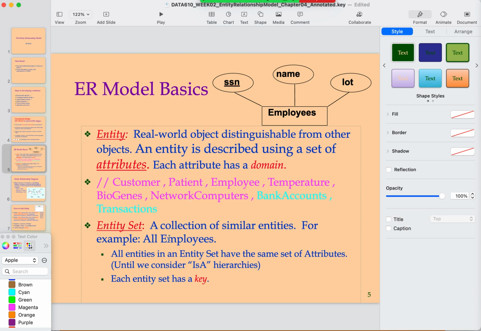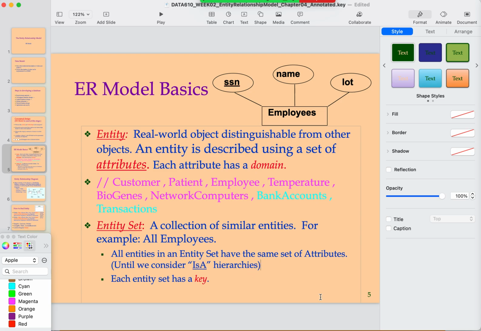Now, once we determine what are the entities, we can determine the relationships between them. The entity set would be the set of all entities, or set of similar entities, in our database. So for example, employee is an entity, but all the employees would be part of the employee entity set, and those are considered a hierarchy.